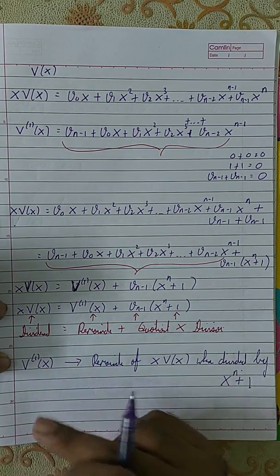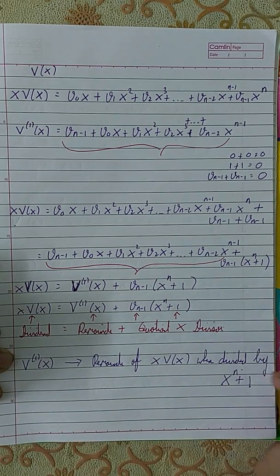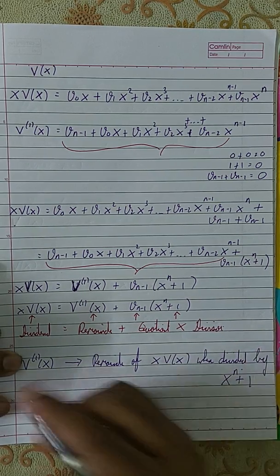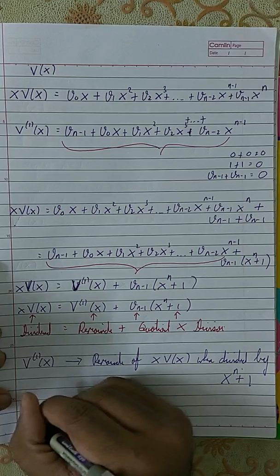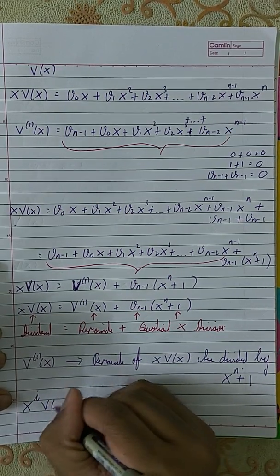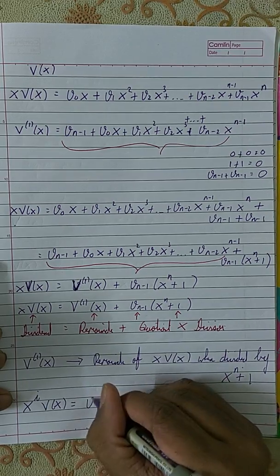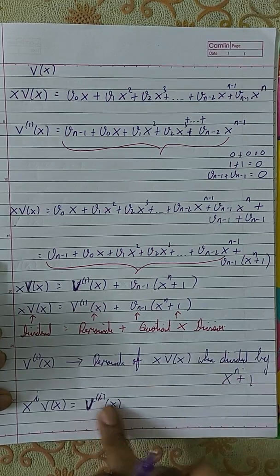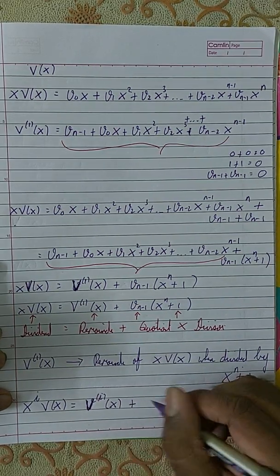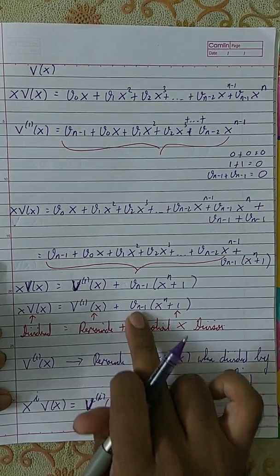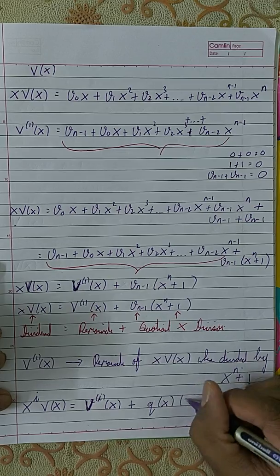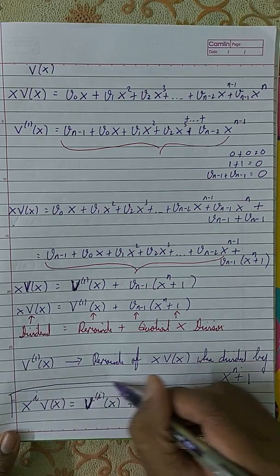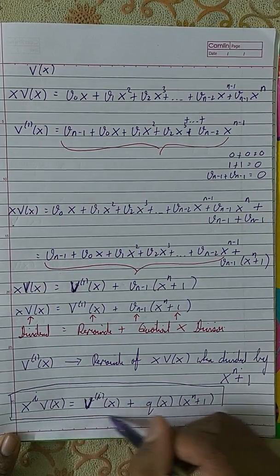If I want to do it for an ith cyclic shift, that is, a cyclic shift I number of times, then this equation is written as x raised to i v of x is equal to v i of x, which is the code word you're trying to find, plus q of x, the corresponding quotient, into x raised to n plus 1. This is the general equation to find the ith cyclic shift code polynomial.